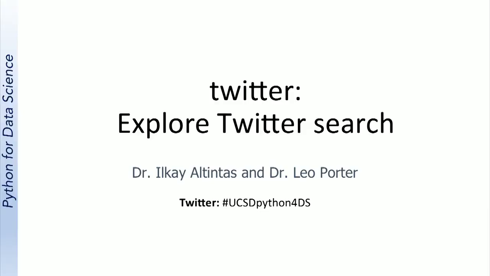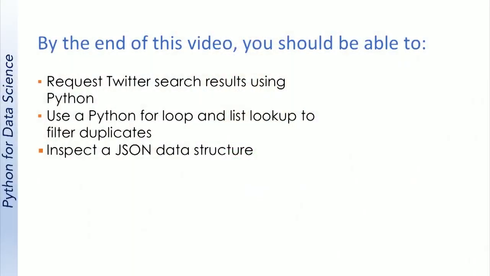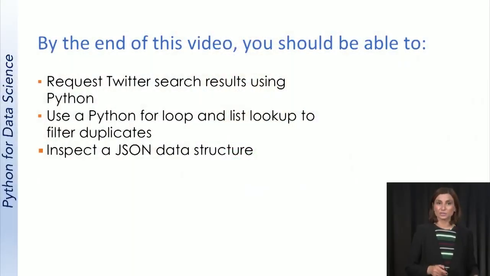We will now talk about how we can use the Twitter API to search for a topic. By the end of this video, you should be able to request Twitter search results using Python, use a Python for loop and list lookup to filter duplicates, and inspect a JSON data structure.